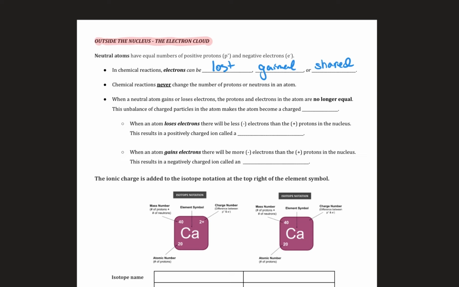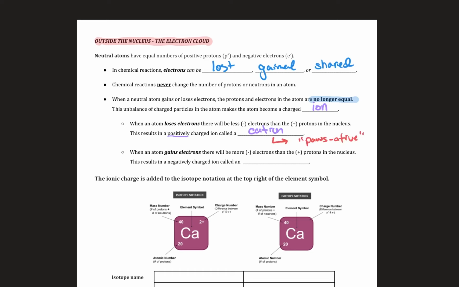We'll talk more about sharing electrons later, but let's focus on electrons being lost or gained and what it does to the actual atom. When a neutral atom gains or loses electrons, the protons and electrons are no longer equal to one another. This unbalance of charged particles makes the atom become a charged ion. When an atom loses electrons, there will be fewer negative electrons than positive protons in the nucleus. This results in a positively charged ion called a cation.